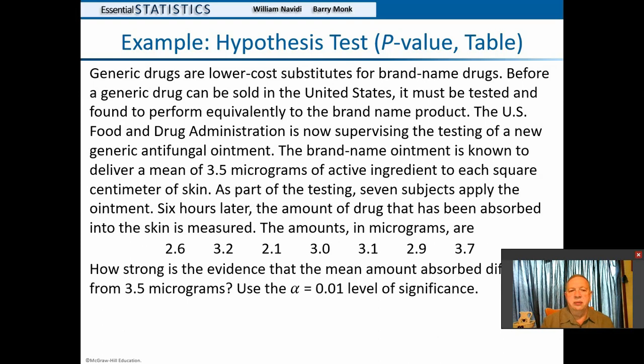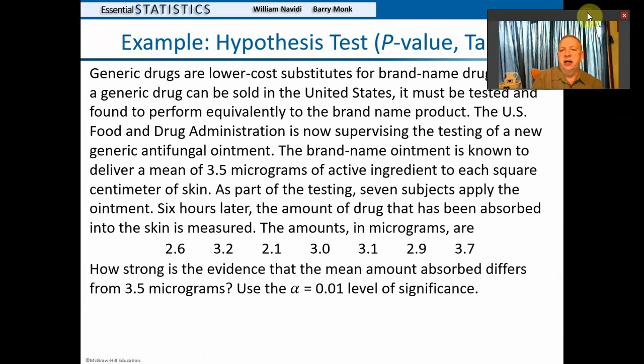The amounts in micrograms are the following. Here's the values: 2.632, 2.130, 3.1, 2.9, 3.7. How strong is the evidence that the mean amount absorbed differs from 3.5 micrograms? So I want to find out if it differs. I want 3.5 micrograms to be delivered. I measure these things. Is it way more or way less? Either one of those we would want to reject the hypothesis that it needs to be 3.5.